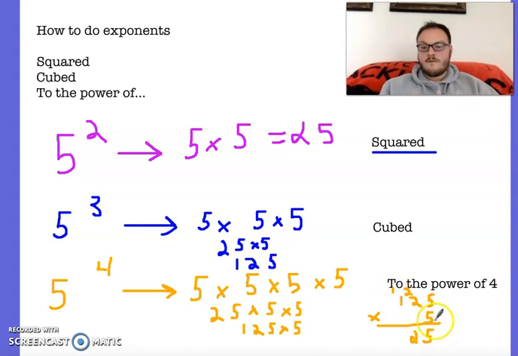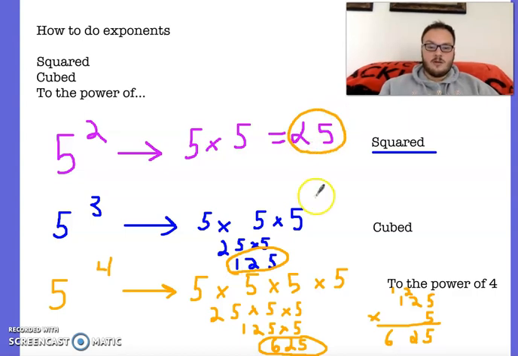Regroup my 1. 5 times 1 is 5, plus 1 is 6. So we know 5 to the 4th power is 625. And a good thing to remember anytime you're dealing with order of operations is make sure you circle or box, or just find some way to keep straight what your final answer is.